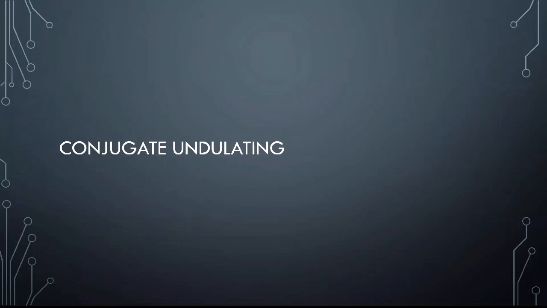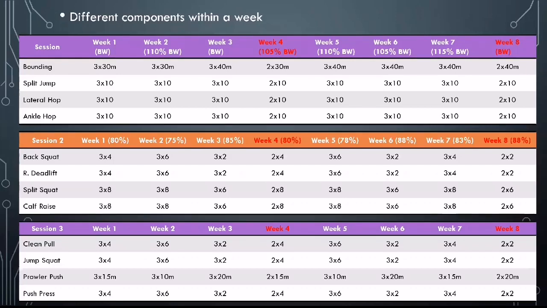Now we shall take a look at the conjugate undulating method. So this time round, my focus is on power, but I still want the athlete to continue working a bit on their maximum strength. So I plan 2 sessions of power and 1 session of maximum strength. And because it's undulating, the intensity does not increase gradually over the weeks, right? So you can see again, session 1 and session 3 are for maximum power, and then session 2 is for maximum strength. And take a look at session 2.